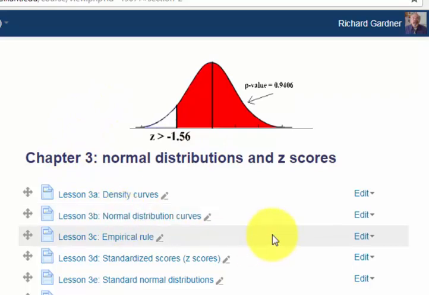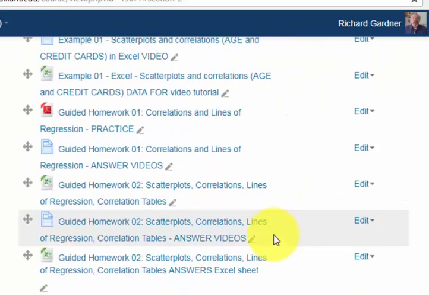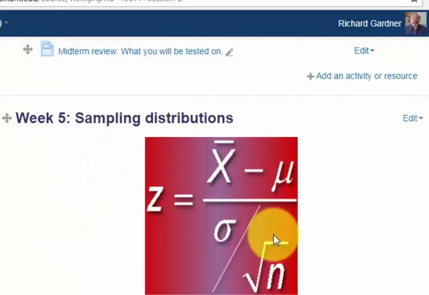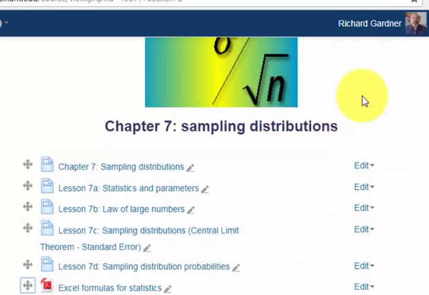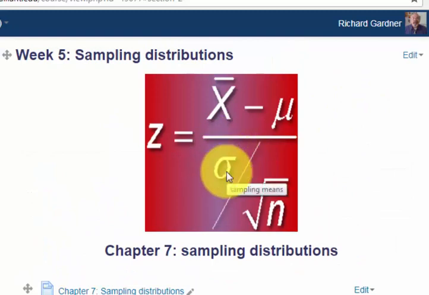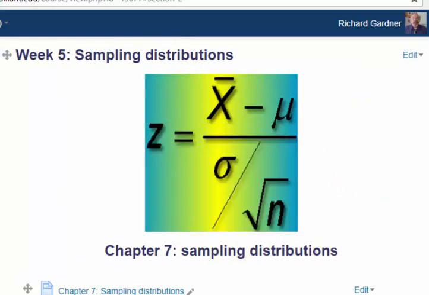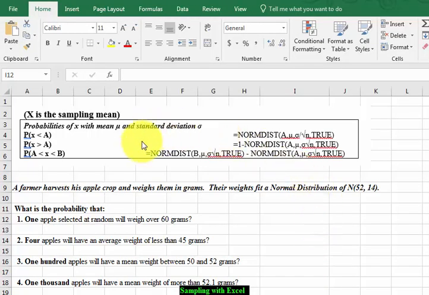With sampling, all you do is divide the standard deviation by the square root of the sample size. That's what sampling means. Okay, so let me do this homework sheet for you. All right, here's the homework sheet and the Excel.